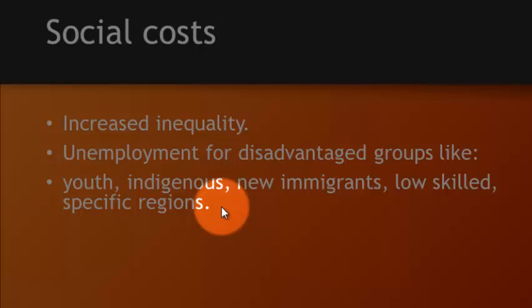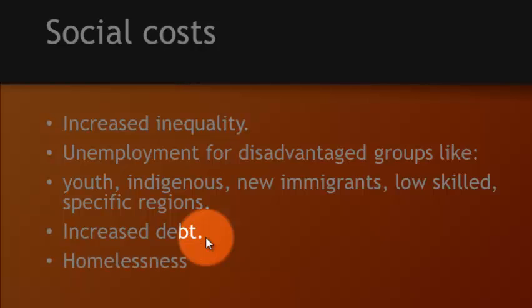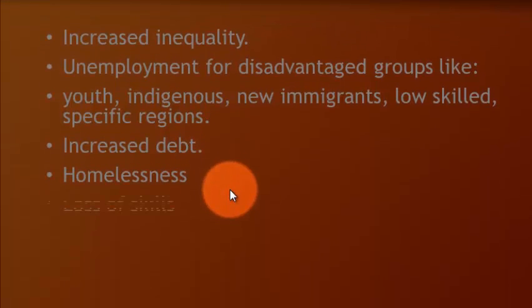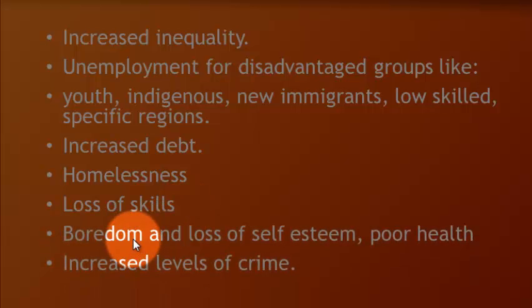There tends to be increased debt, so if I'm out of work all of a sudden, I still have to service my housing loan, for example. That tends to be the big one, especially if I'm living in an area like Melbourne or Sydney, where housing costs are really high, and an average mortgage out that way might be $300,000 or $400,000. People in an extreme case can be forced out of their homes, and there's a definite loss of skills, which leads to boredom, loss of self-esteem, poor health, and traditionally also leads to increased levels of crime.